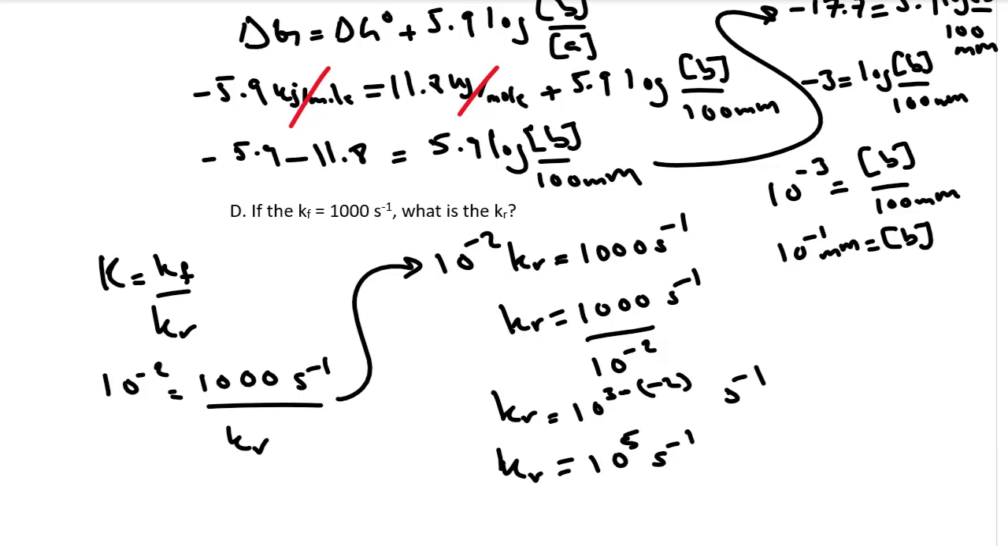We kind of expect this. Why do we expect this? We expect the Kr to be larger than the Kf because this is an unfavorable reaction. So we would expect the Kr to be a bigger number.